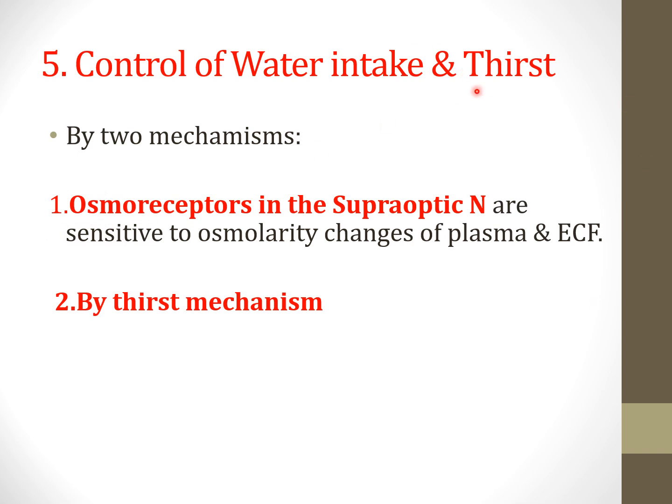And control of water intake and thirst, it is happening by two mechanisms. So whenever the water content of the body is decreased, water can be retained, or it can be taken from outside, which means the hypothalamus, if it detects that the water content or the volume of water is reduced in the blood, can increase the water level, or the plasma volume level, by two mechanisms. One is through osmoreceptors and the other one is through the thirst mechanism.